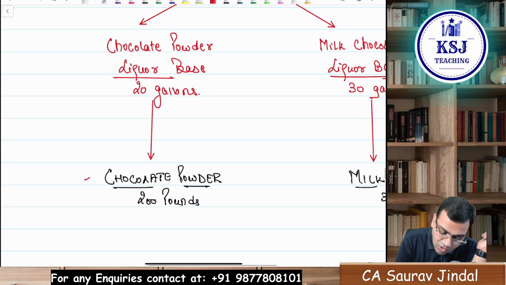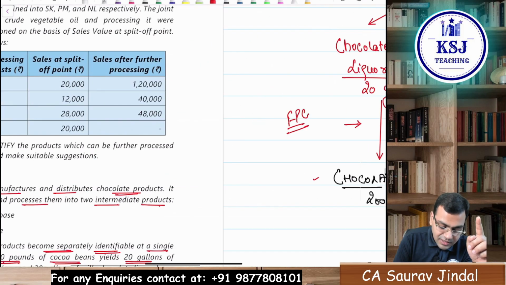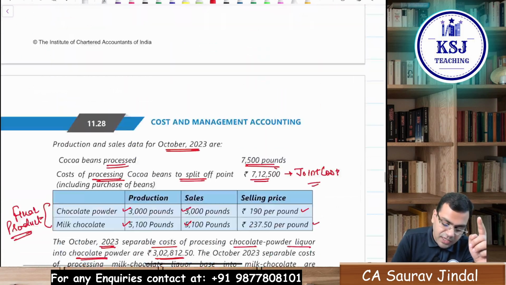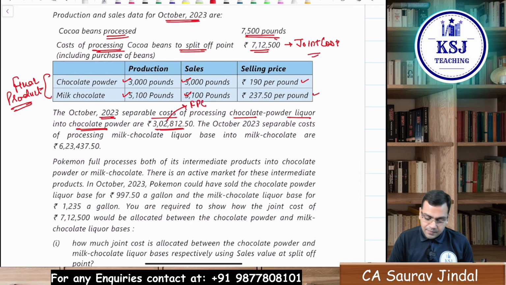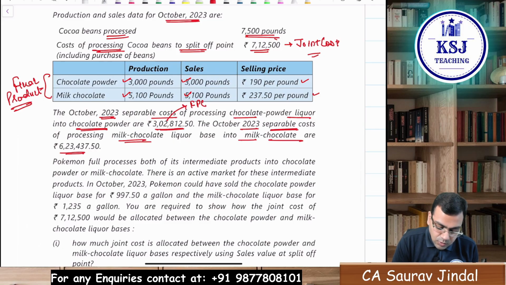Now, what is the cost here? What do you call it? You call it the further processing cost, and this is the FPC that is given to you: 3,12,812.5. This is your further processing cost. The October 23 separable cost of processing milk chocolate liquor base into milk chocolate are 6,23,437.5. Again, your FPC. Right?